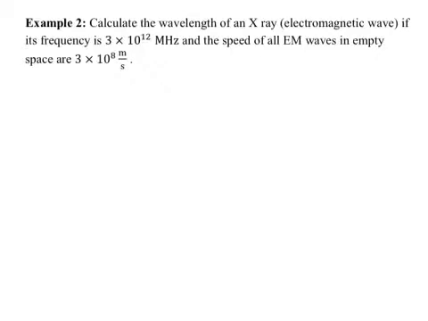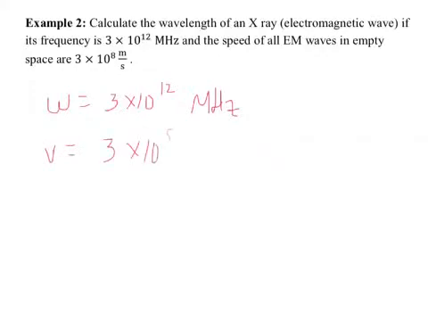Example 2 says, calculate the wavelength of an X-ray, an electromagnetic wave, if its frequency is 3 times 10 to the 12 megahertz, and the speed of all electromagnetic waves in empty space is 3 times 10 to the 8 meters per second. So we can start by listing our givens. Omega is 3 times 10 to the 12 megahertz. The velocity in space is 3 times 10 to the 8 meters per second.